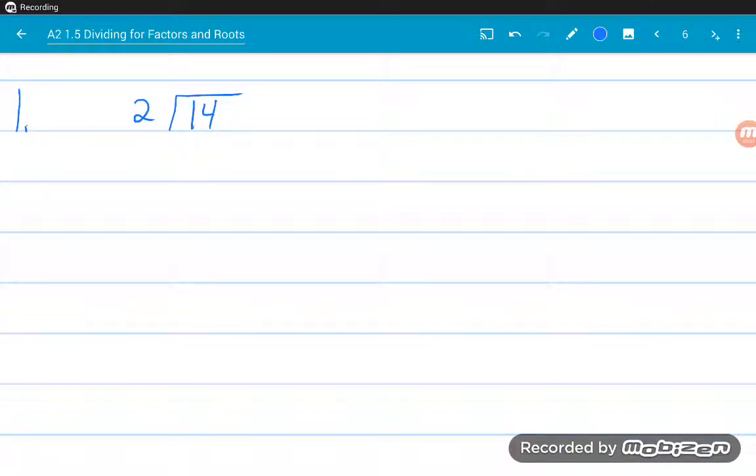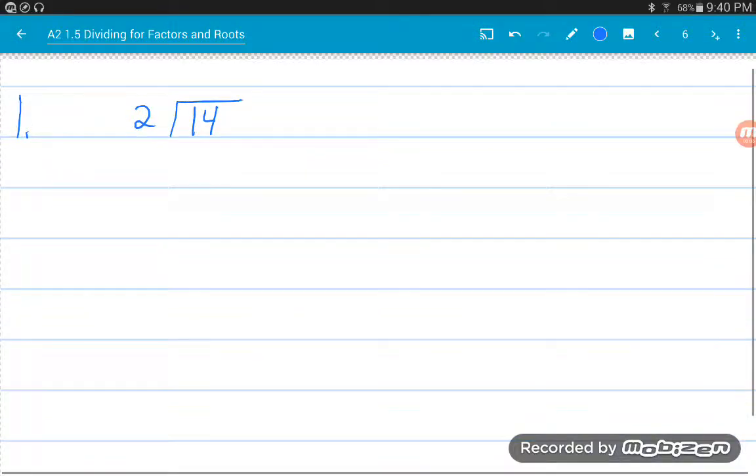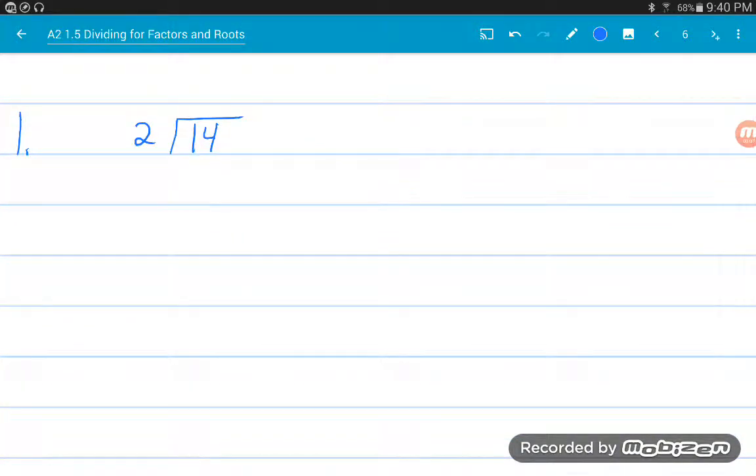Okay, today's video is on lesson number 5, dividing for factors and roots. Dividing is more than just an action now, it's a process that gets us to a goal, and for today that's factors. We'll focus more on roots on our next lesson.